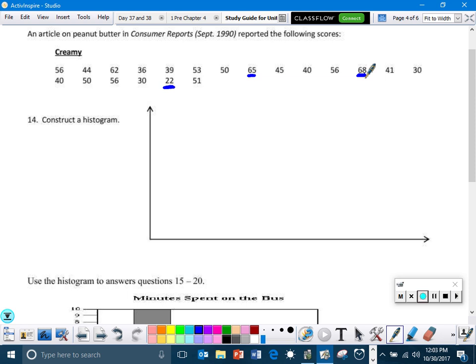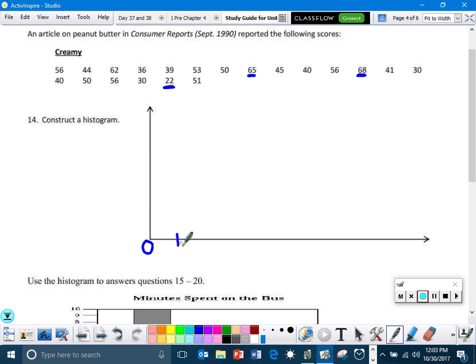So, I believe it would be easiest to count by tens. You certainly could count by fives, but counting by tens in this situation is sufficient. So the corner is always 0. The lowest number is 22, but I'm just going to go ahead and go by 10.